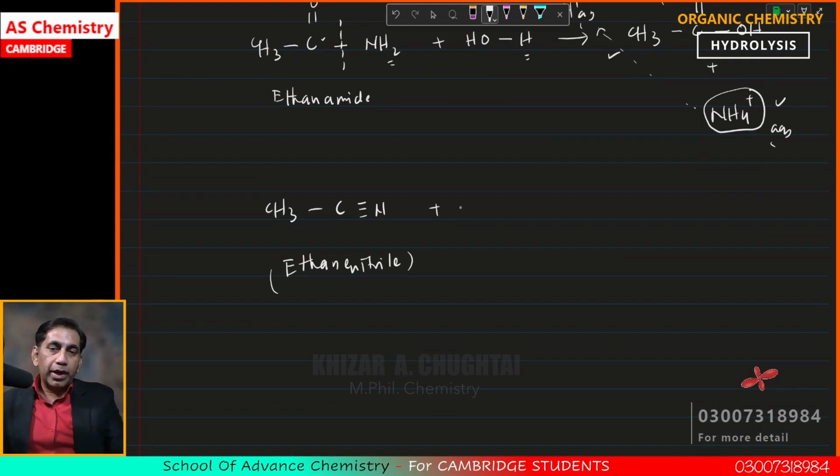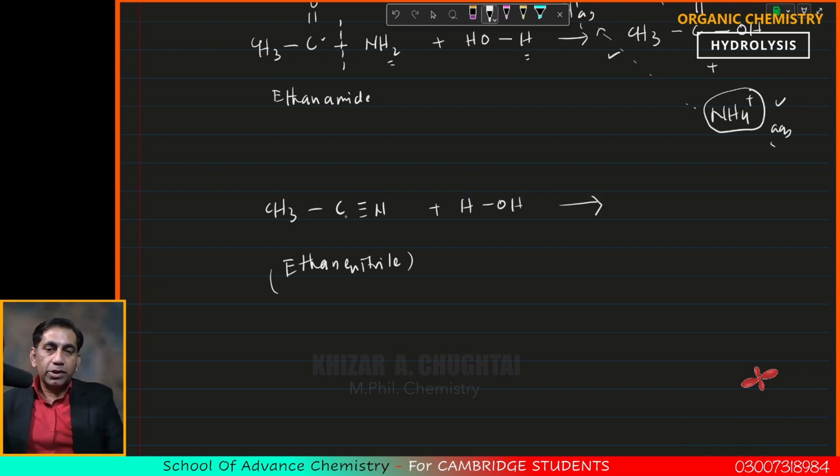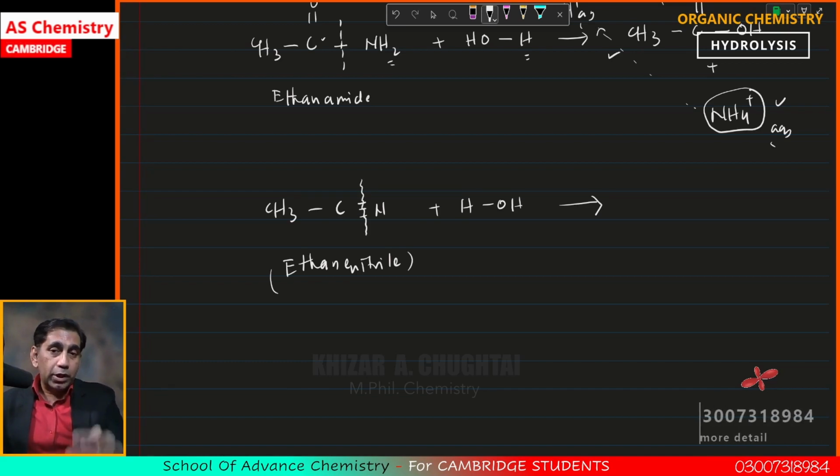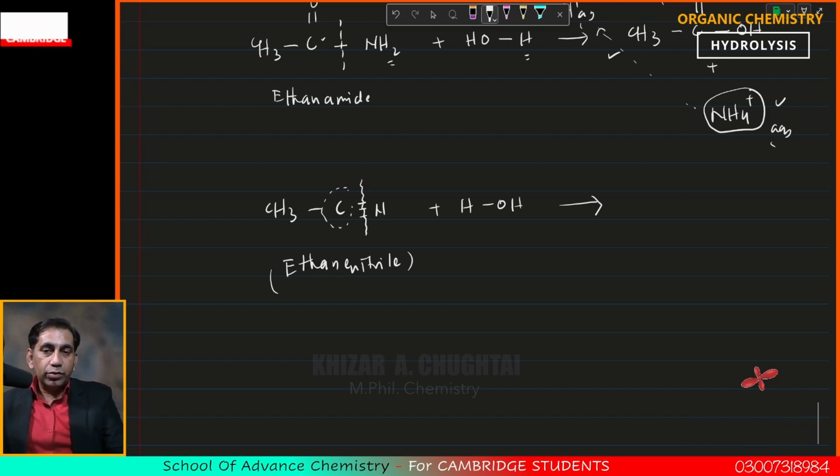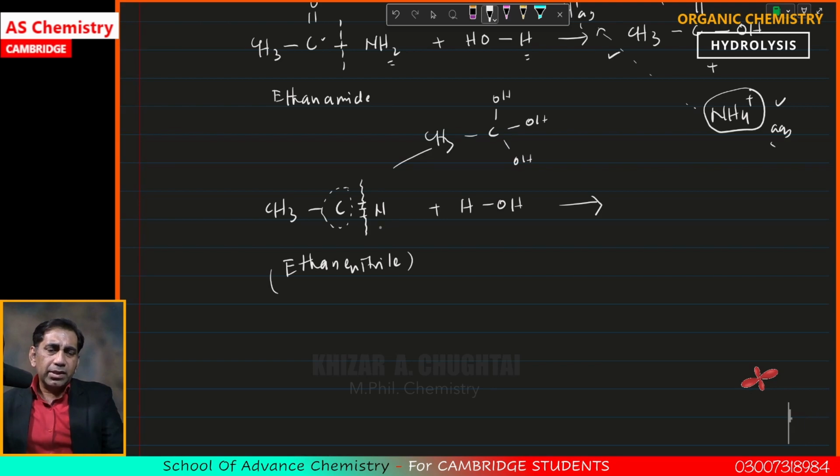Once again, I'm going to add water, H, OH, and this time there is no single bond. There is only one polar bond, that is CN, but this is a triple bond. So all the bonds will be broken, this whole group of three bonds. Now this carbon will get CH3 and an OH group with it, and this nitrogen will have hydrogen with it.